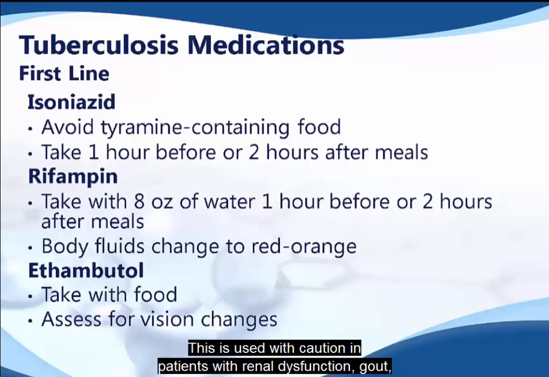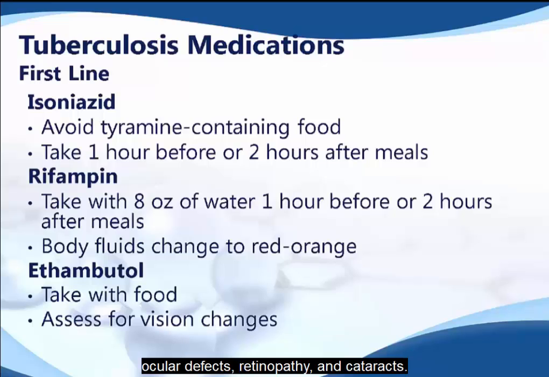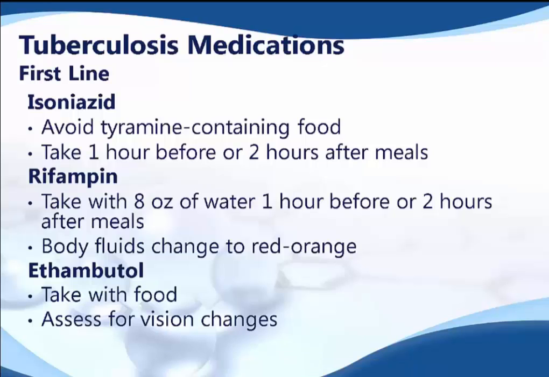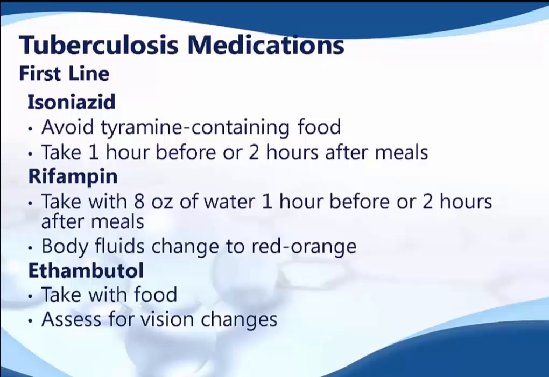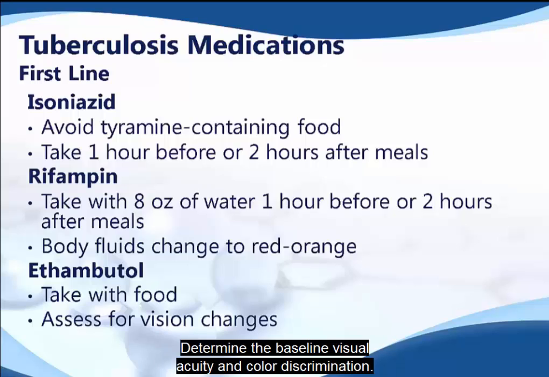Ethambutol. This is used with caution in patients with renal dysfunction, gout, ocular defects, retinopathy, and cataracts. Side effects include hypersensitivity reaction, dermatitis, optic neuritis, and peripheral neuritis. Determine the baseline visual acuity and color discrimination.